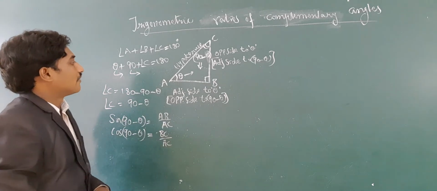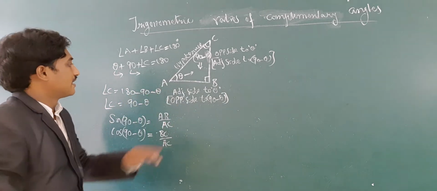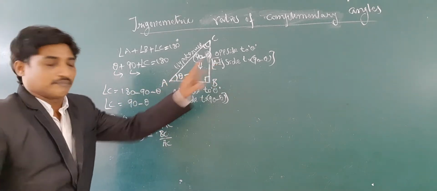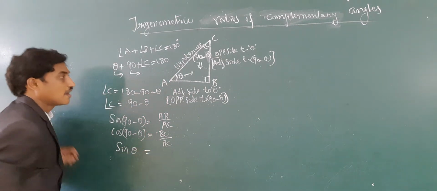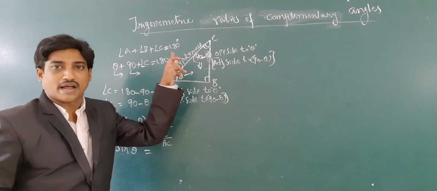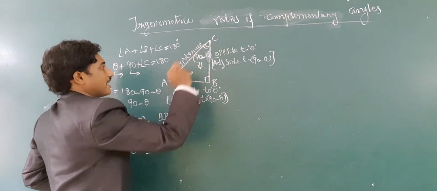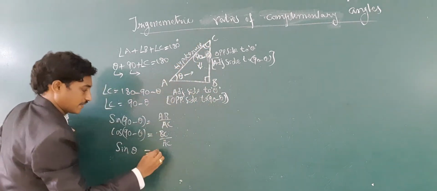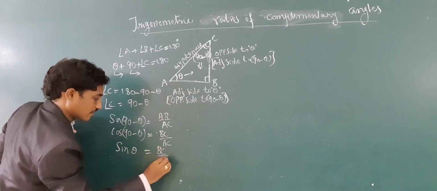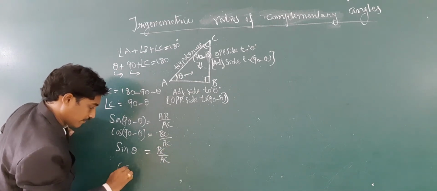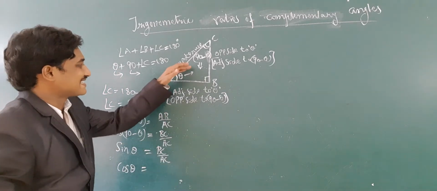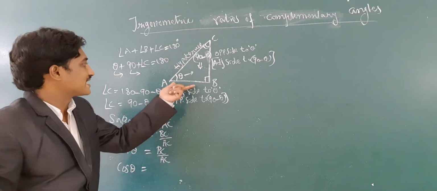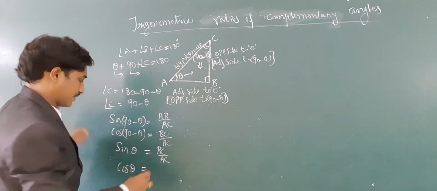Next, with respect to theta, sin theta is equal to the opposite side to theta by hypotenuse, that is BC by AC. Next, cos theta is equal to the adjacent side to theta by hypotenuse, that is AB by AC.